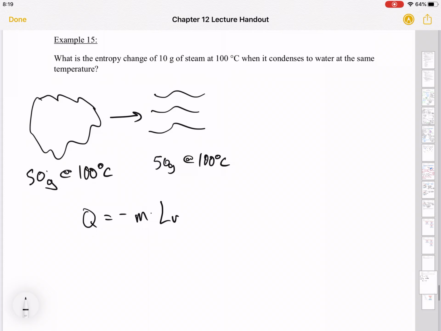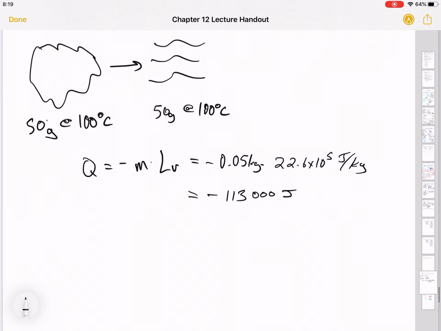Okay, so we can do that math. That's not terribly hard. It's 50 grams, which is 0.05 kilograms, times the heat of vaporization, which is 22.6 times 10 to the 5 joules per kilogram. And if you do that math, you get 113,000 joules. And it's negative, meaning we had to take that energy away. Right? So what was the entropy change for that system? Well, it's Q over T.